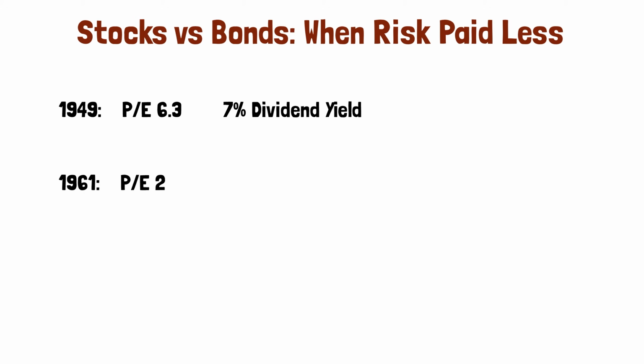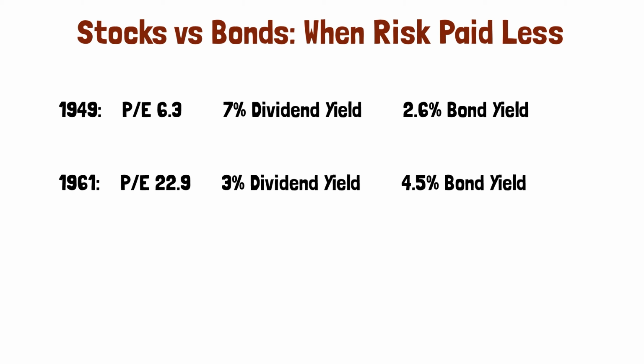But by 1961, after watching stocks soar for over a decade, investors were willing to pay $22.9 for that same $1 of earnings. The dividend yield had collapsed to just 3%. Here is what makes this even more absurd. During this same period, bond yields had almost doubled, from 2.6% to 4.5%. So you could get a safer 4.5% return from bonds, yet investors were accepting just 3% from stocks, which are far riskier. Look at the psychology here.